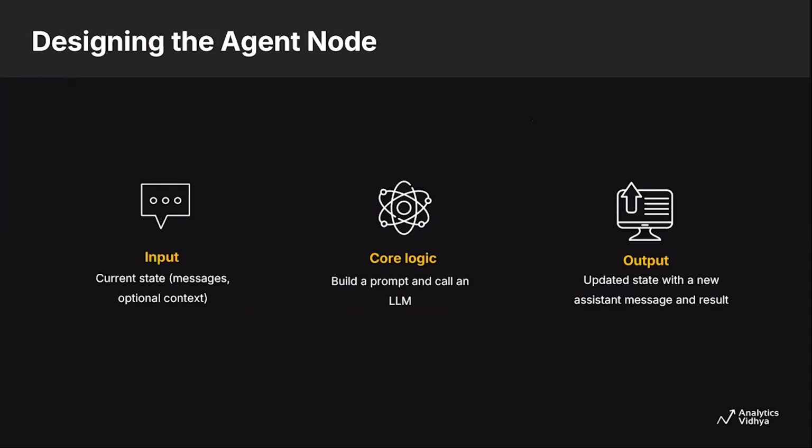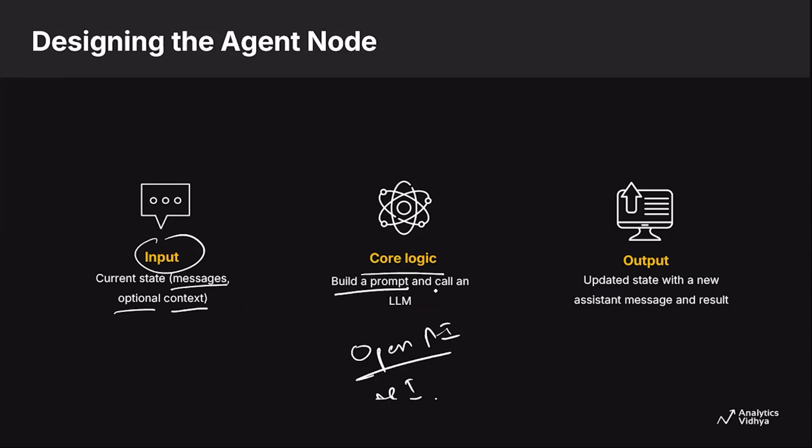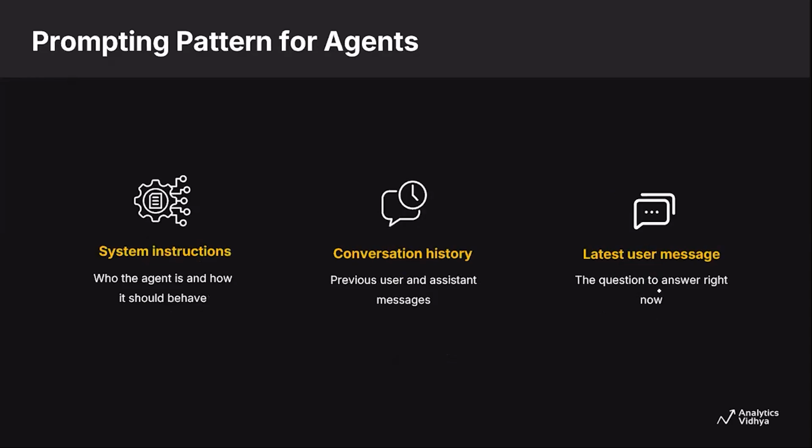Now, how do you design an agent node? An agent node is supposed to have an input, which is the current state that includes all the context and the messages from the user, and then the code logic, which is how that LLM is invoked. Remember, here we are going to use OpenAI's model, so we are going to use the APIs provided by OpenAI to interact with our agent. Here we are going to build a prompt, which is the instruction that the model has to read. Then internally, the API will call the LLM and generate the responses for us. The output received from the API will be updated in the state with a new assistant message and the corresponding result. We'll see this in action in just a second.